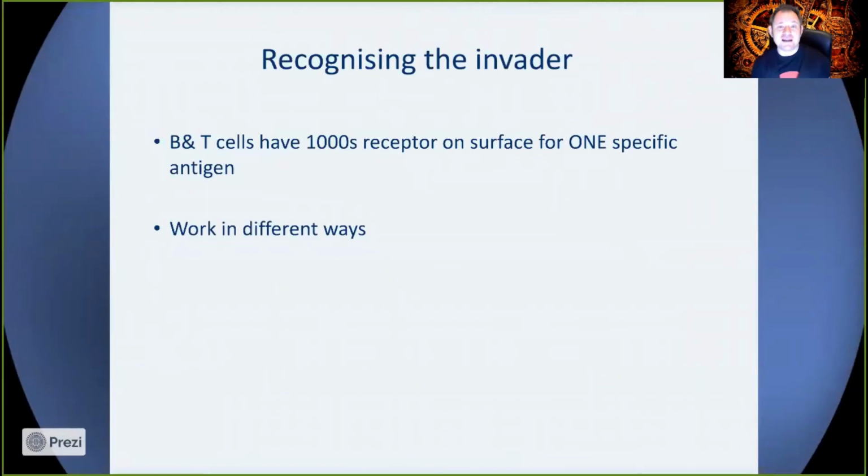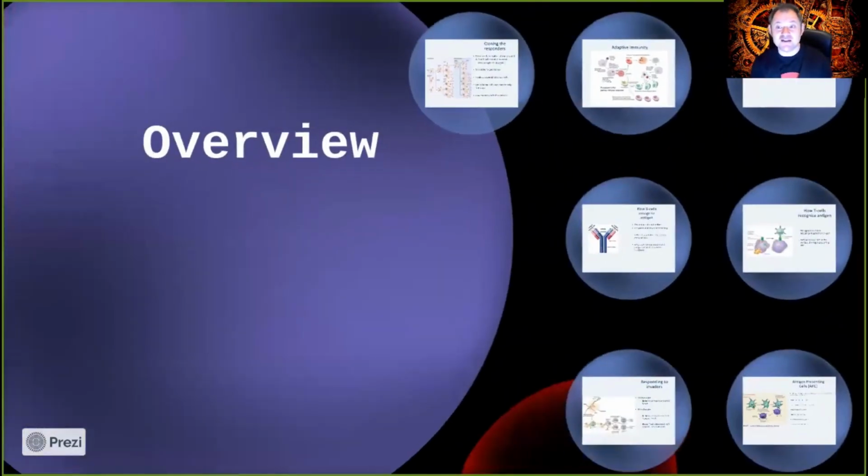Okay, so first step, recognizing the invader. B and T cells have thousands of receptors on the surface for one specific antigen. So each individual B or T cell has many receptors on its surface, but they're specific for a specific antigen. They bind in different ways, very different shape, basically, that matches a different antigen.